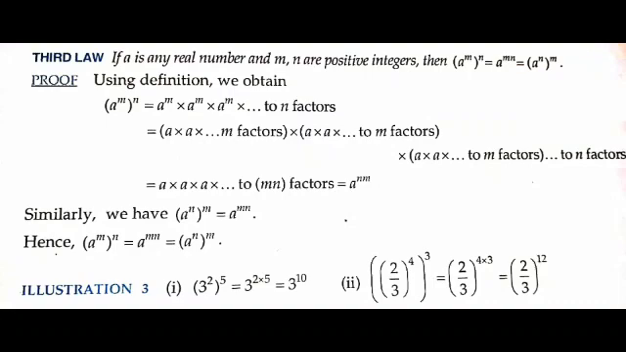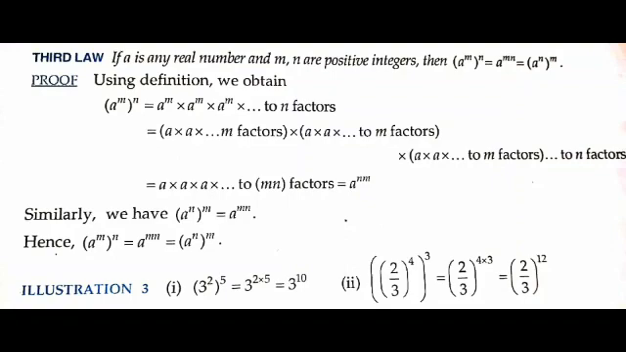So, considering the third law, if a is any real number and m and n are positive integers, then (a to the power m) whole raised to the power n is equal to a to the power m into n. Also we can write, (a raised to the power n) whole raised to the power m is equal to a to the power m into n. Let us try to prove it.